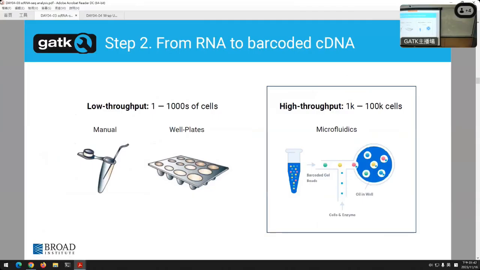So you can do it the low throughput way on the left, which is pipetting them individually. I'll pipette this cell into this well and this one. That takes a long time. A lot of grad students. Right? Or you can do microfluidics. And that's what I'll show you, the 10x approach. Again, there are other approaches, but I'm going to teach you the 10x approach because we know it the best.